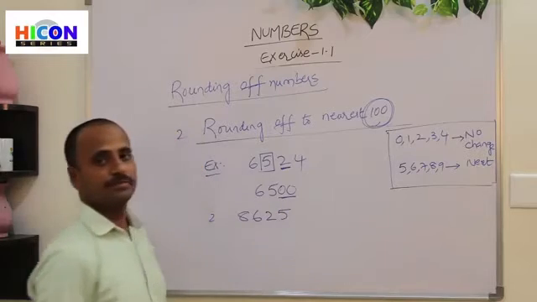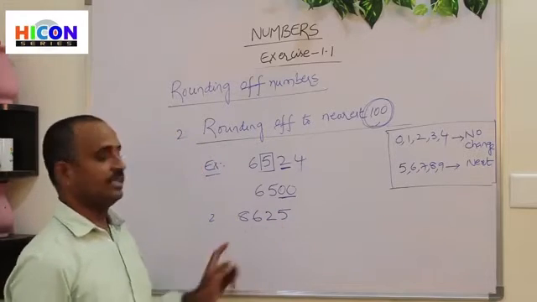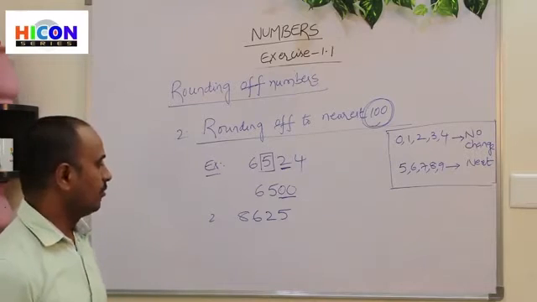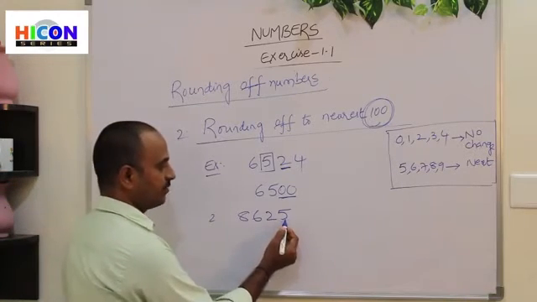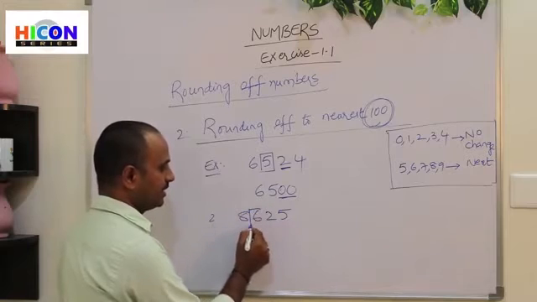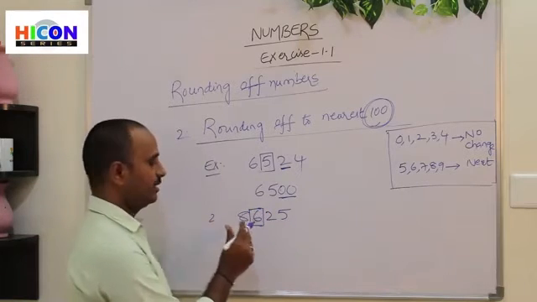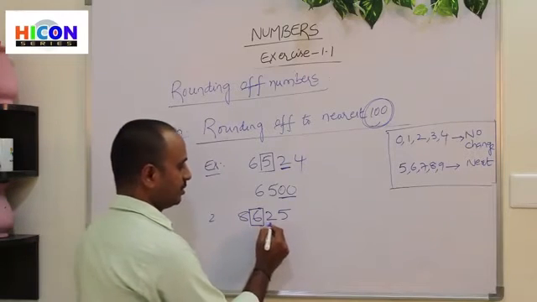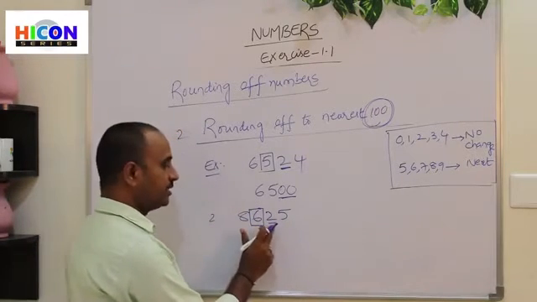8625. So children, see this number. Now we have to round off this given number to hundreds. So now find the digit present in the hundreds place. Ones, tens, hundreds. So this is the digit present in the hundreds place. That is, there are 6 hundreds. Now check the next digit. The next digit is 2.